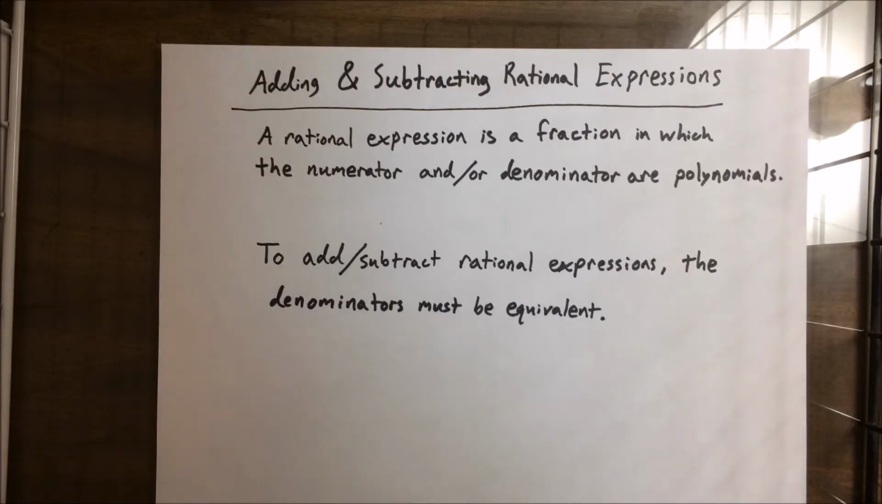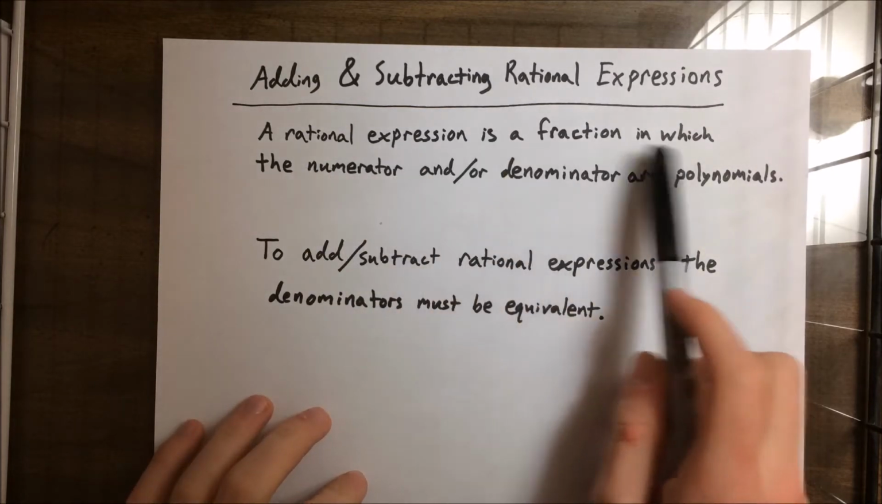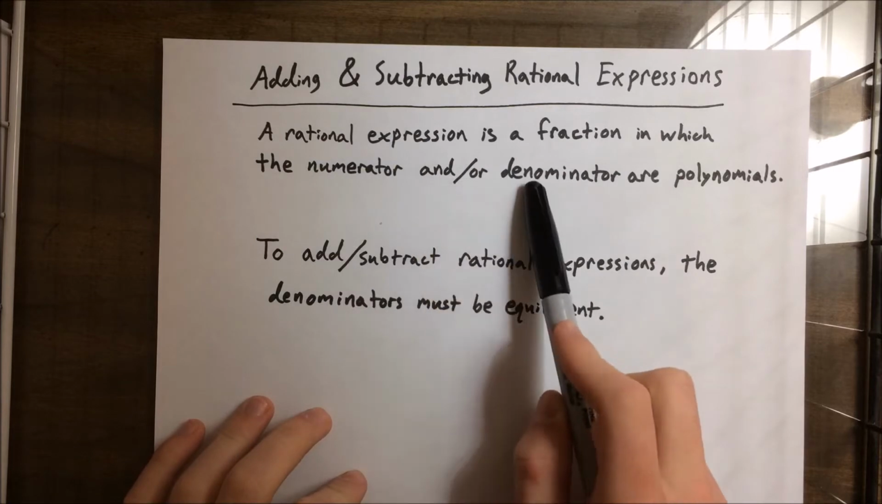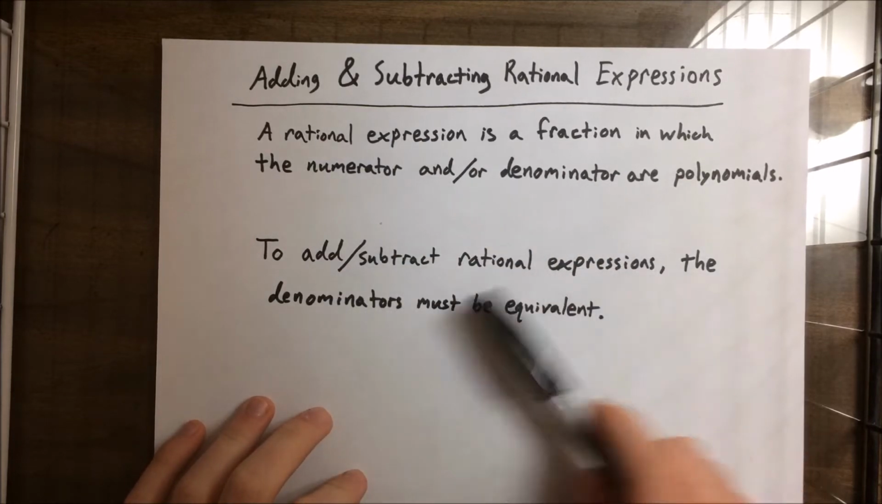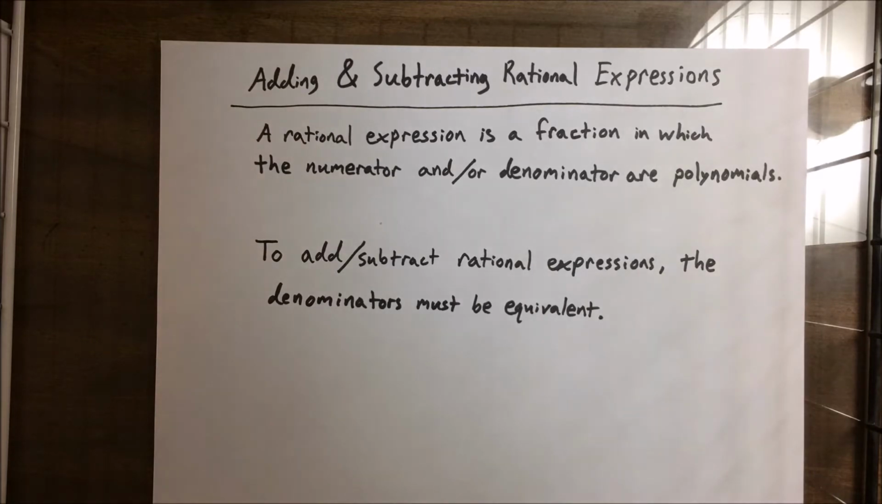Hey, IQ Kid here to talk about adding and subtracting rational expressions. A rational expression is a fraction in which the numerator and/or denominator are polynomials. To add and subtract rational expressions, the denominators must be equivalent.